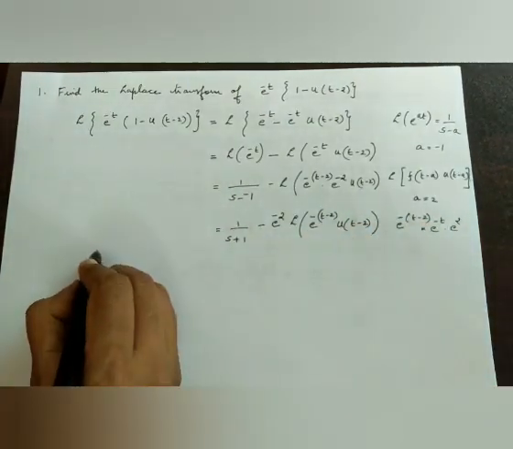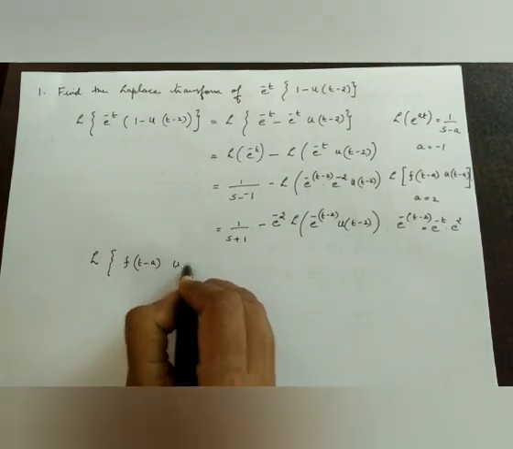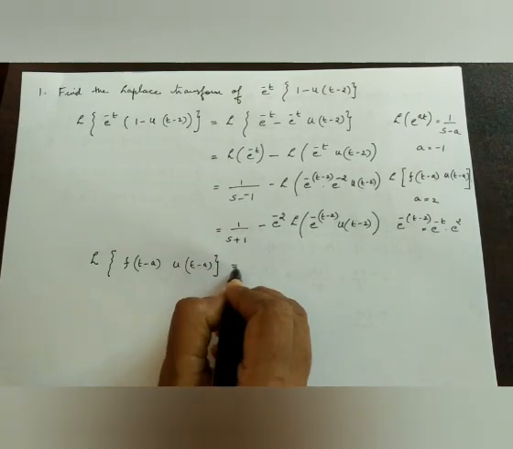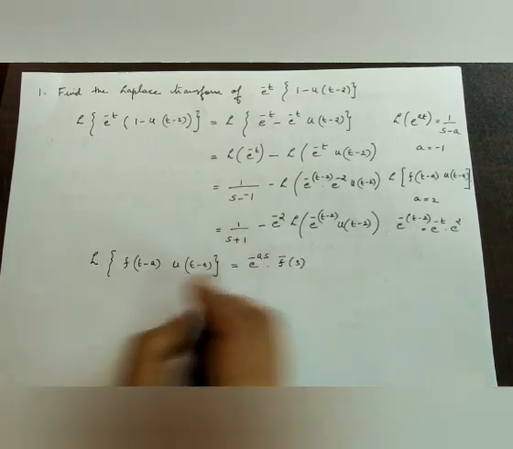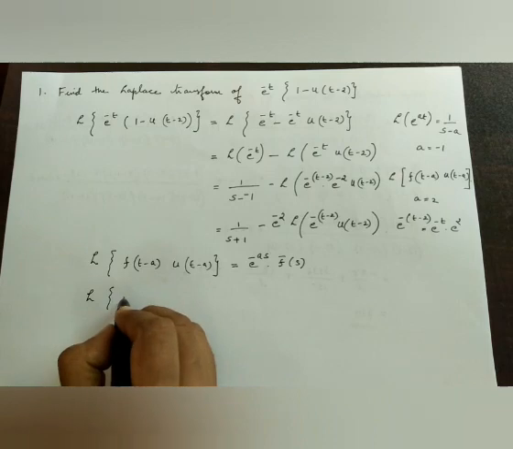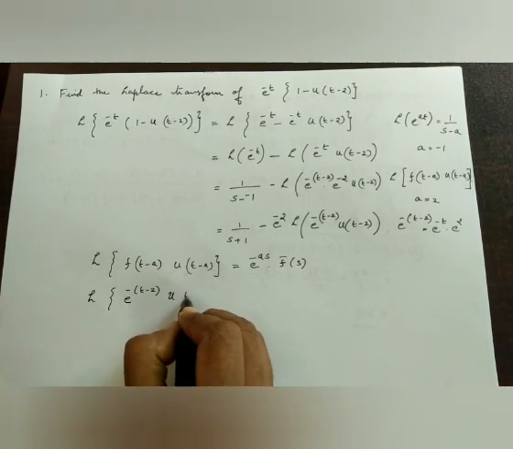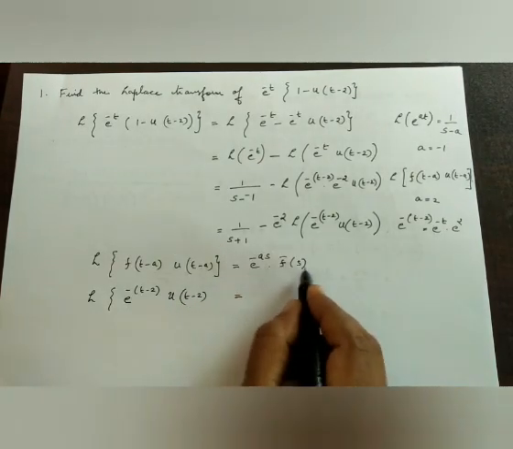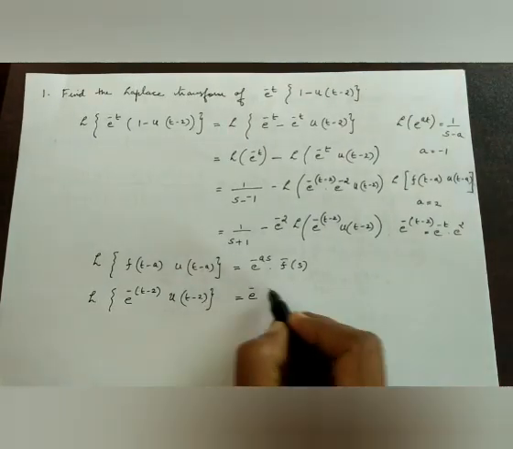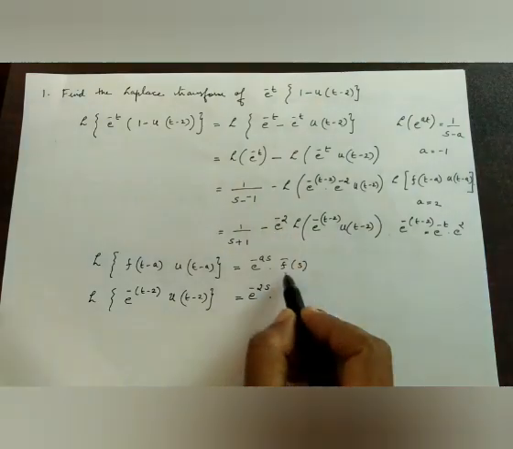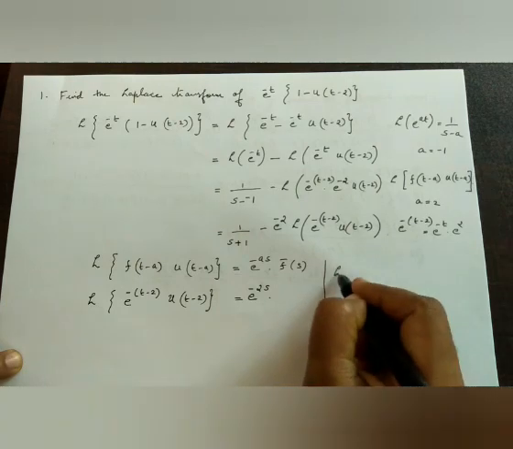We already know the Laplace transform of f of t minus a u of t minus a, by using the second shifting theorem, is e raised to minus as f bar s. Now here we have the Laplace transform of a function, e raised to minus t minus 2 u of t minus 2. Therefore here we can apply this result, that is e raised to minus, here a is 2, minus 2 into s. What is f bar s? F bar s is the Laplace transform of f of t.